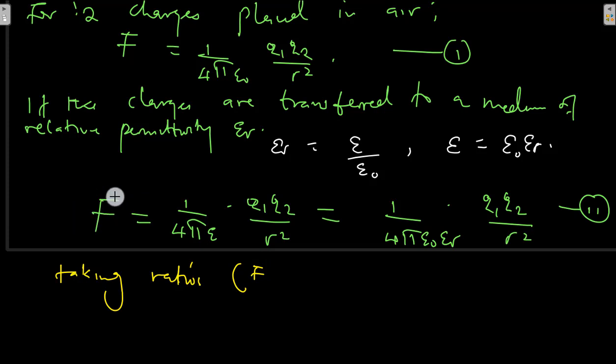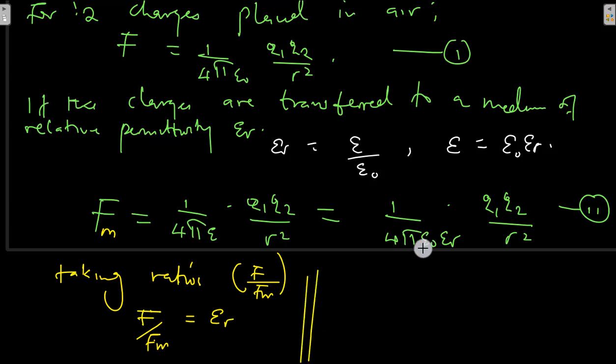This is the force, the electrostatic force in a medium, so let me call it Fm. The electrostatic force in a medium is different from F, the electrostatic force in air. So I'm going to take the ratio F to Fm, and if I do that, I get the following result: F divided by Fm equals the relative permittivity. You can try that out in more detail. So the force in a medium is given by 1 over epsilon r times the force in air.